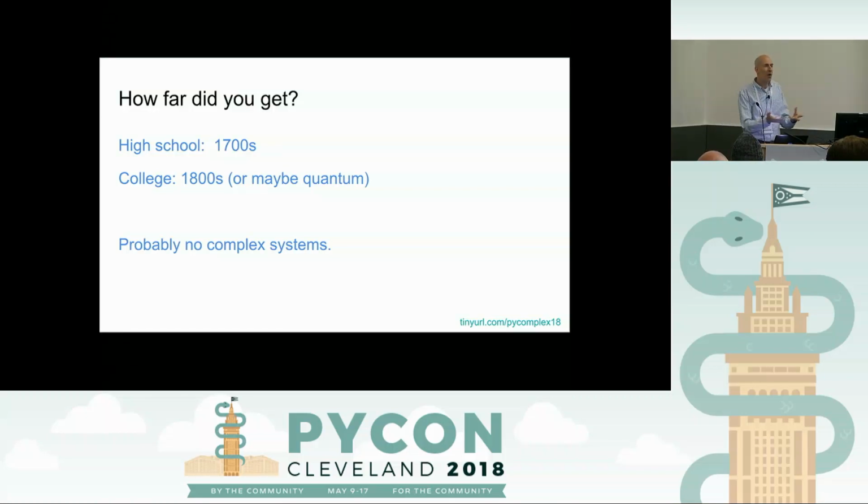One problem with physics education or science education more generally is that it tends to go in historical order. Probably everything that you studied in high school had been discovered in the 1700s. You probably didn't learn anything in high school that was less than 200 years old. And if you took more physics in college, you maybe got into the 1800s. But chances are, unless you took quantum mechanics, you probably didn't learn anything from after 1900.